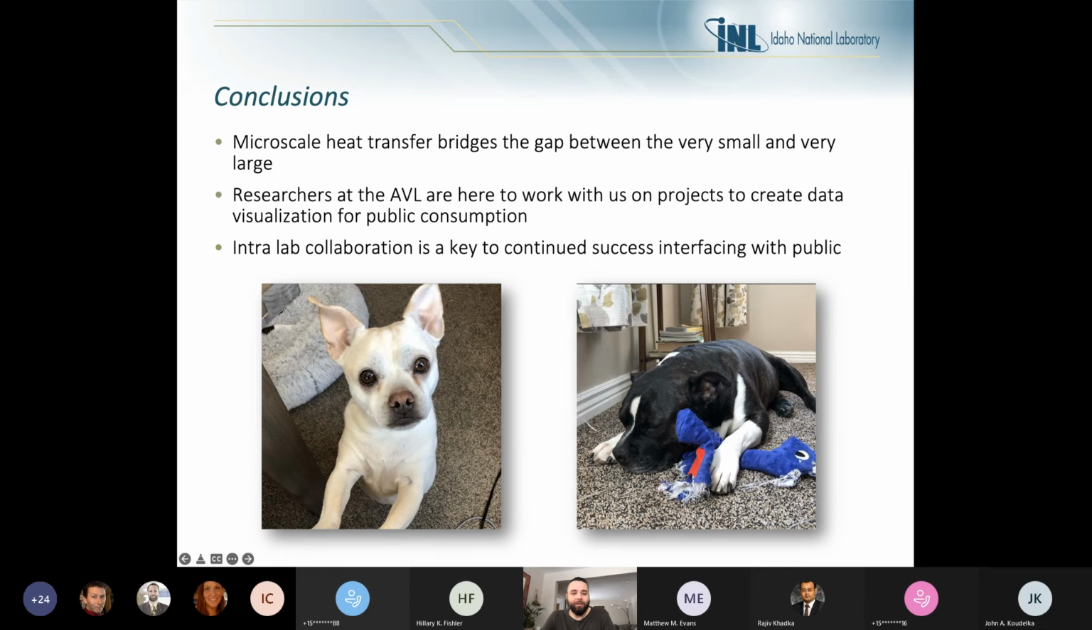And as a parting shot, this is Latch on the left-hand side and Virgil on the right-hand side. They're my coworkers at home. So thanks very much for paying attention. I hope I didn't put too many of you to sleep. And if you have any questions, feel free to ask them now.